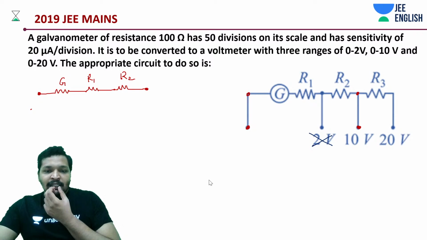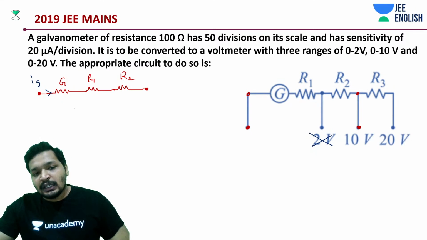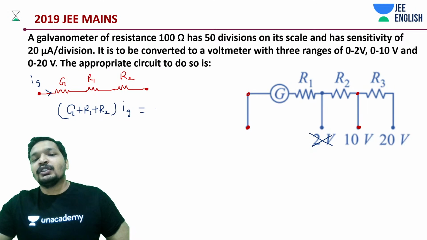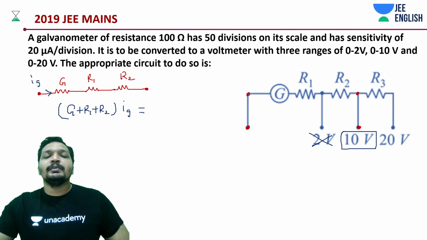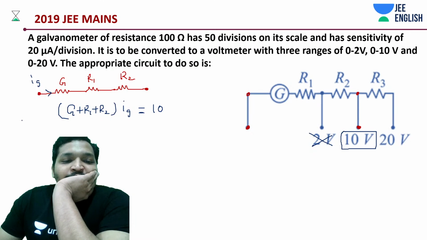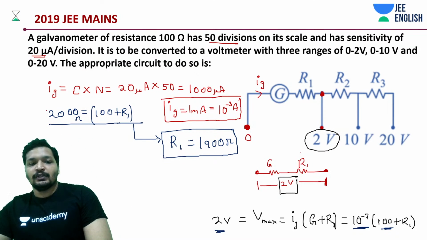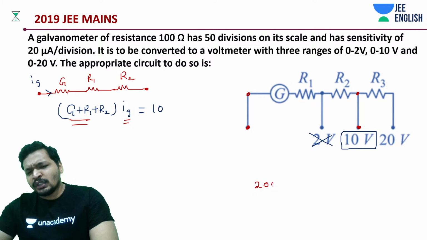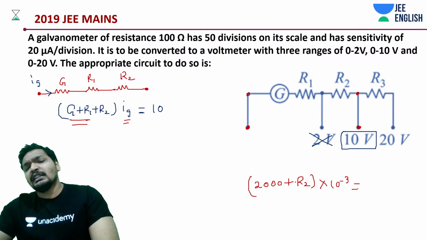Now, IG is going to be 10 to the power minus 3 ampere, that is 1 milliampere. So in this equation, G plus R1 plus R2 into IG should be 10 volts. Now, of course, the next thing we want to do is substitute the value of G plus R1, which is 2000. So 2000 ohms plus R2 into 10 to the power minus 3 is equal to 10 volts.